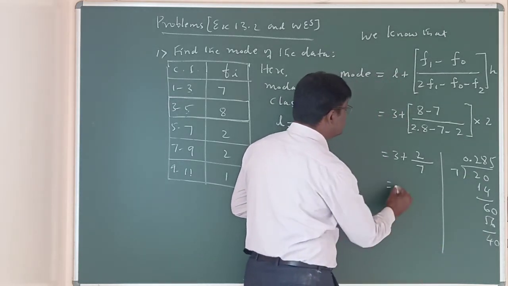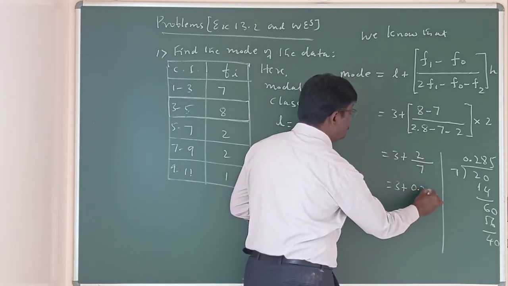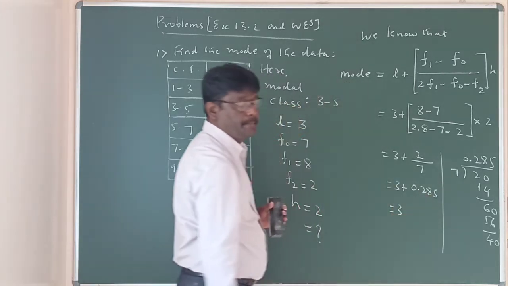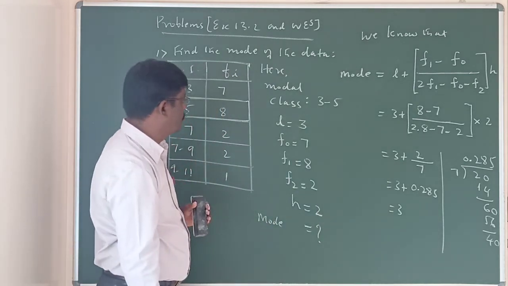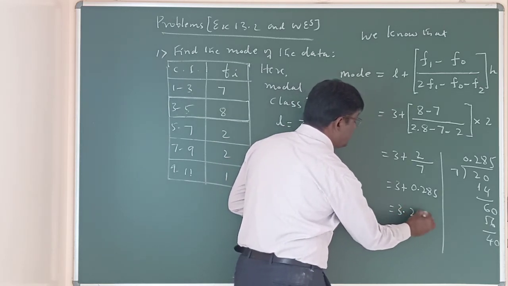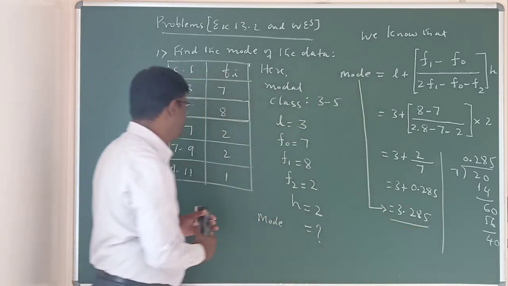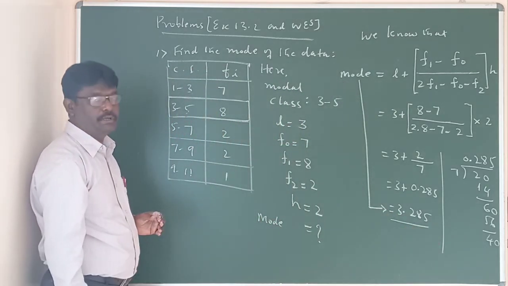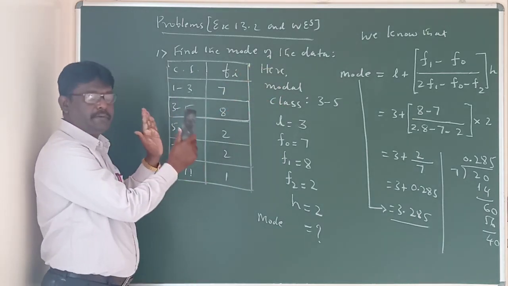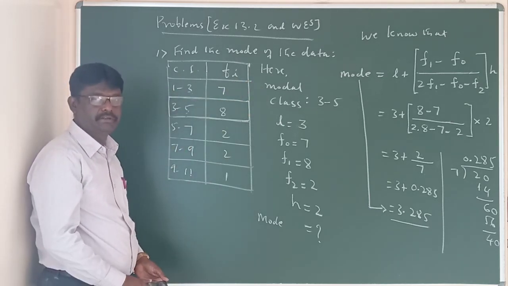Now 3 plus 2 by 7 is 3 plus 0.285. Therefore, the most often repeated score in this data is 3.285. Okay children, be very clear, because here we have more notations and signs. The very important thing is deciding the modal class. I hope you got it.